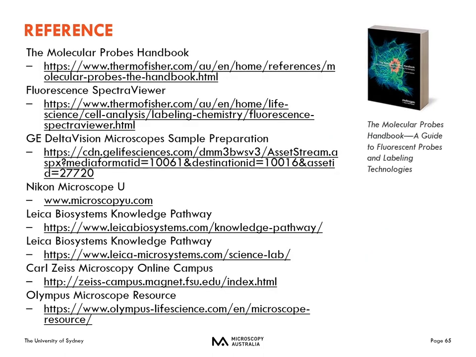Here are a couple of references and online information that you can go to. Very important is the Molecular Probes Handbook from Thermo Fisher, and you can go online for the PDF version of the handbook. There is also the Spectral Viewer for you to select the right fluorescent probe for your sample staining. And also a couple of links from GE, Nikon, Leica, or Carl Zeiss. They have a lot of knowledge about good sample preparation and selection of mounting media.